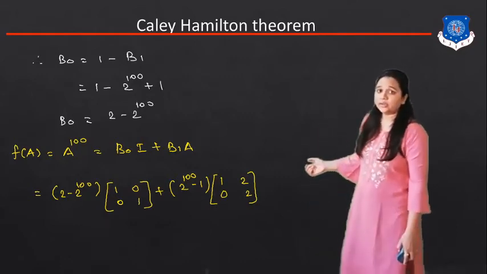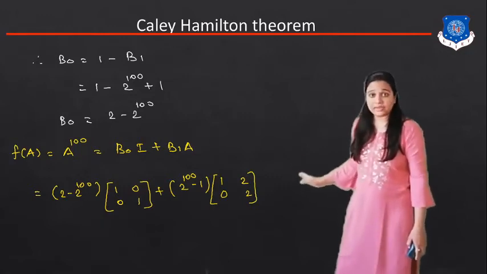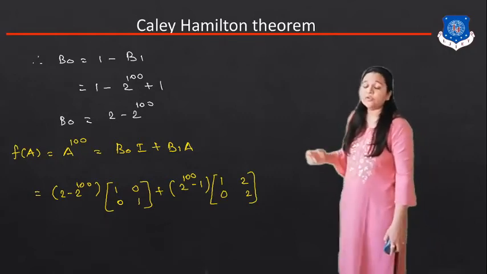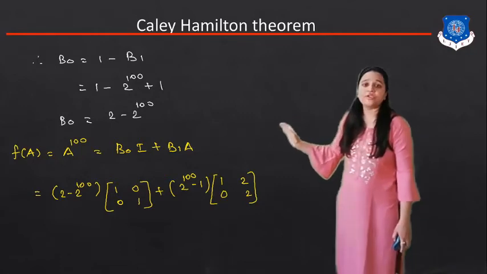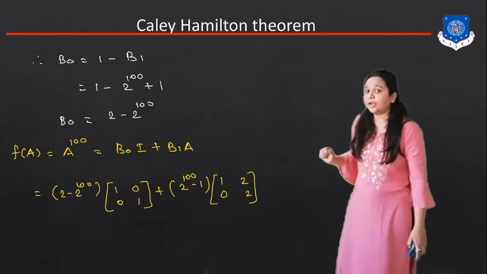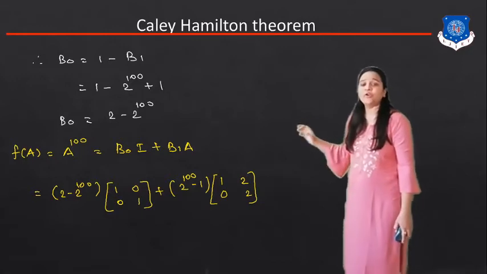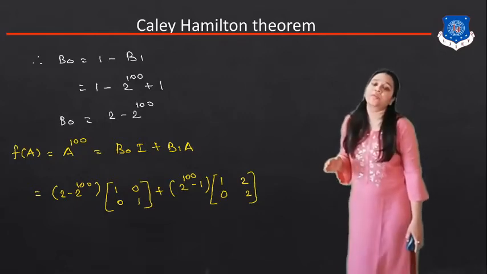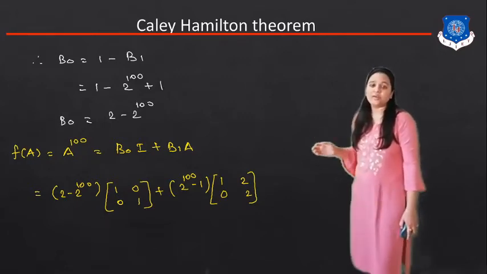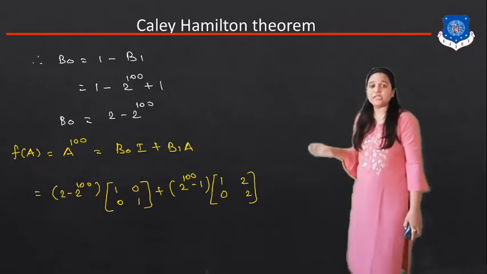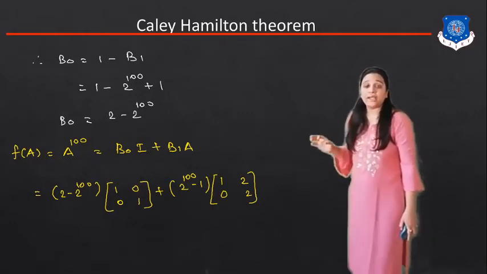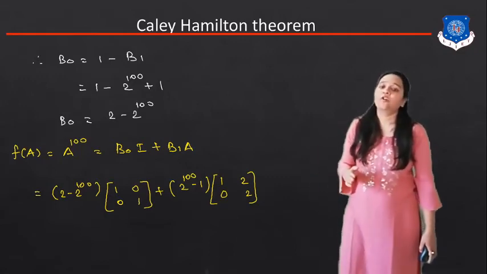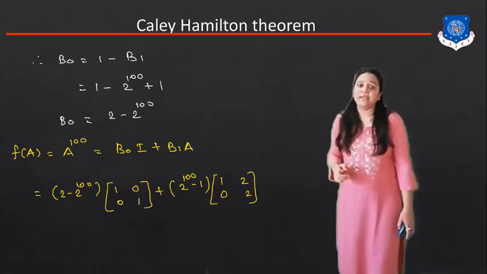So we can get this type of matrix. Now the next step is, we have to simplify this equation. It is very easy, we just multiply 2 minus 2 raised to 100 into the I matrix. So we get 2 minus 2 raised to 100, and 0 into this becomes 0 0, and then 2 minus 2 raised to 100 plus 2 raised to 100 minus 1, multiplied with the A matrix. So we simply multiply with the 1 and 2, and then we have to add these two matrices. We can get the final answer of function of A using the Cayley-Hamilton theorem.